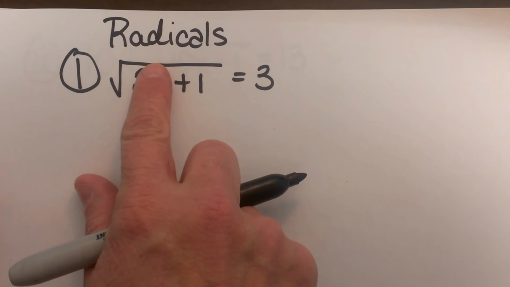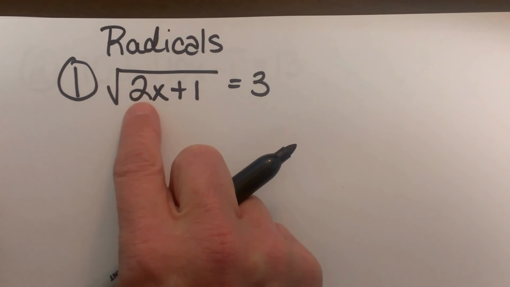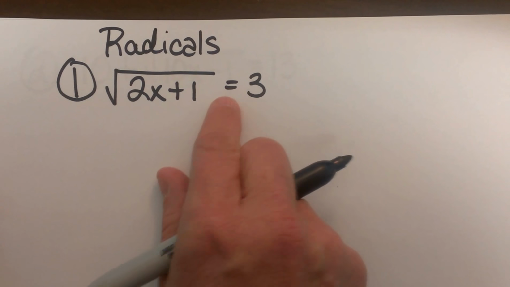Hey, welcome. We're going to solve two equations involving radicals. So here's our equation. The square root of 2x plus 1 is equal to 3.